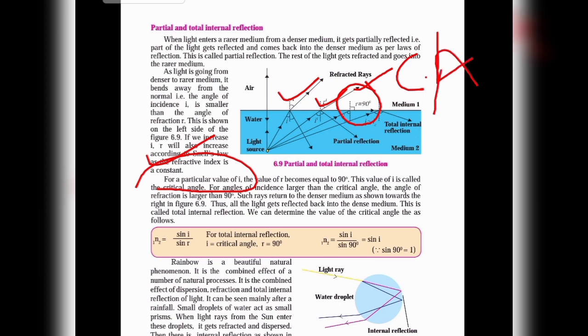Which value is given here? The critical angle. For rays incident at angles larger than the critical angle, the angle of refraction would be larger than 90 degrees. Such rays return to the denser medium, as shown towards the right. Thus all the light gets reflected back into the denser medium. Remember that.